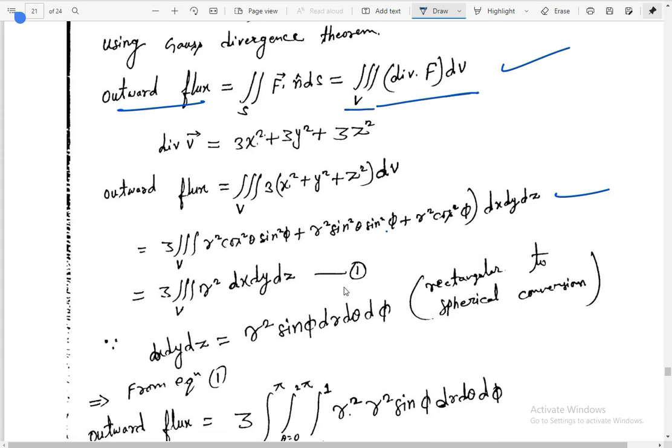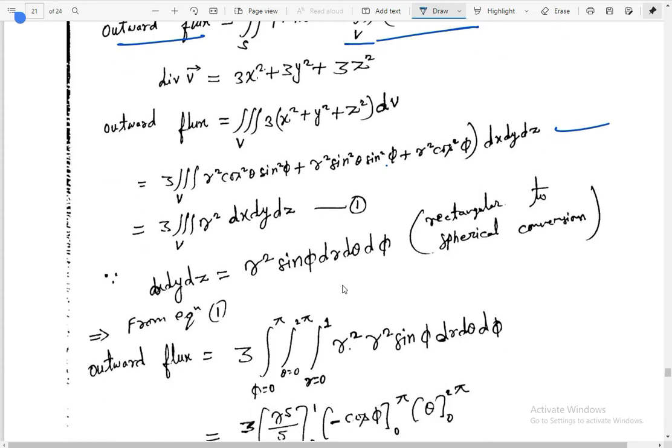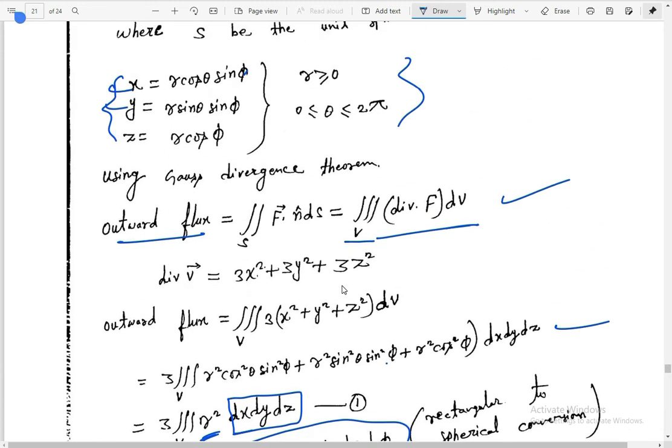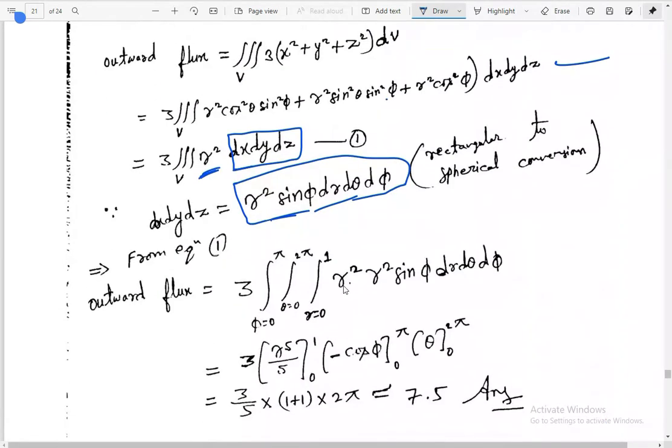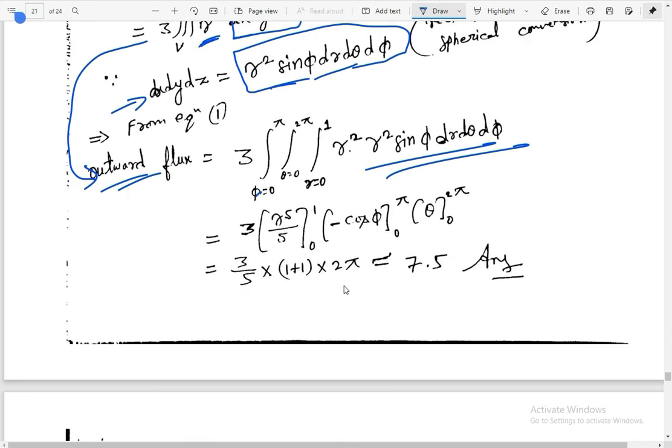Now we have to convert dx dy dz, because this is already converted into spherical, so this should also be converted to spherical. So dx dy dz equals r square sin phi dr d theta d phi, the conversion from rectangular to spherical. Now we just put the limits 0 to pi, 0 to 2 pi, 0 to 1, and after solving we will get 7.5.